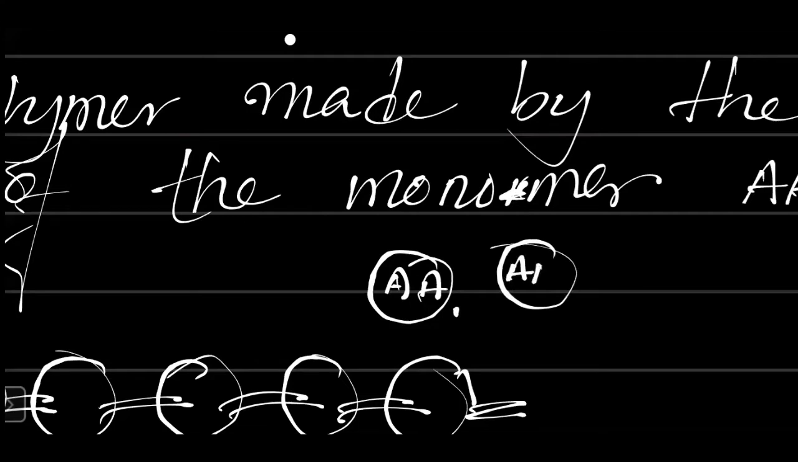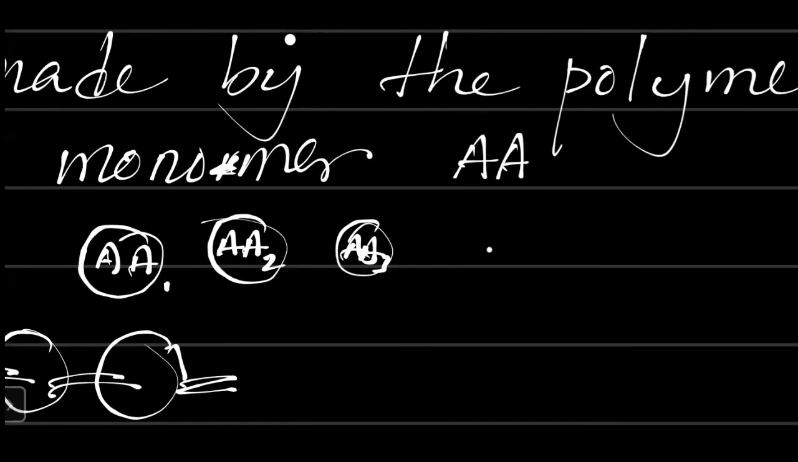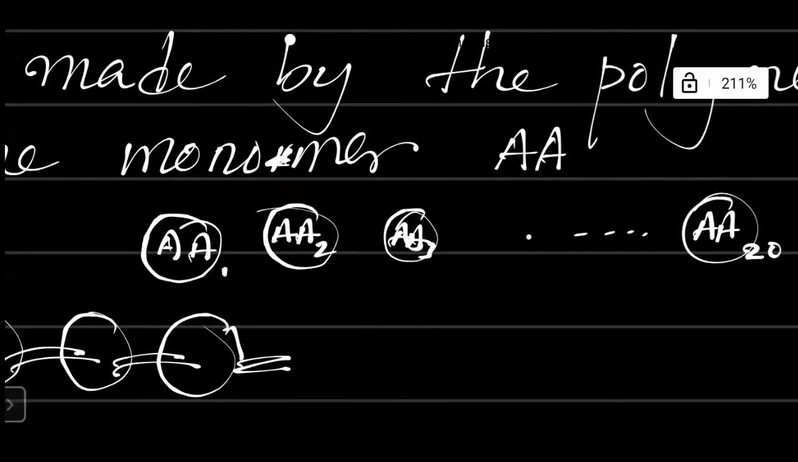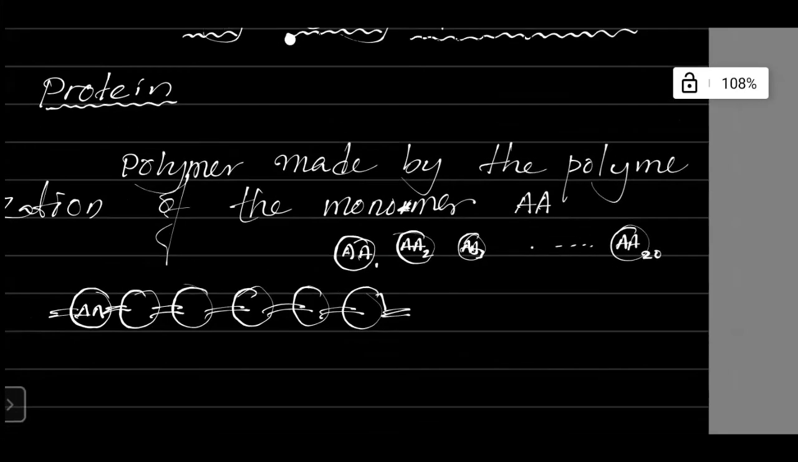Here's amino acid 1, amino acid 2, amino acid 3. Likewise, up to the 20th one, amino acid 20. Okay, so thousands of amino acids combined together as a chain.